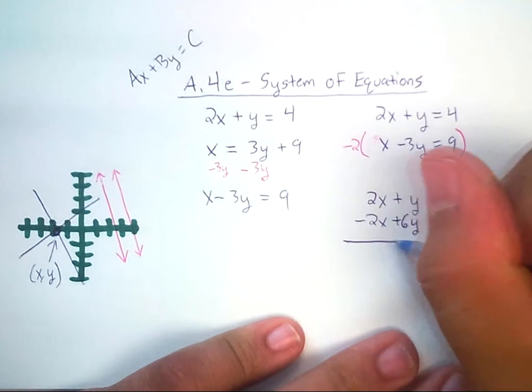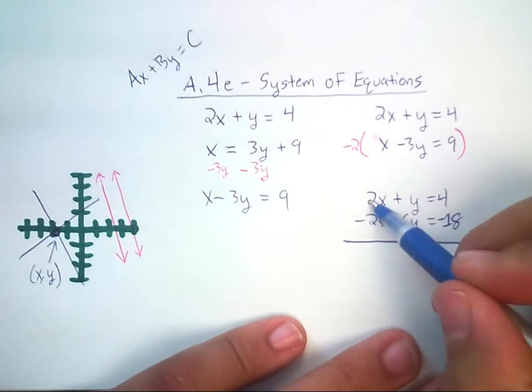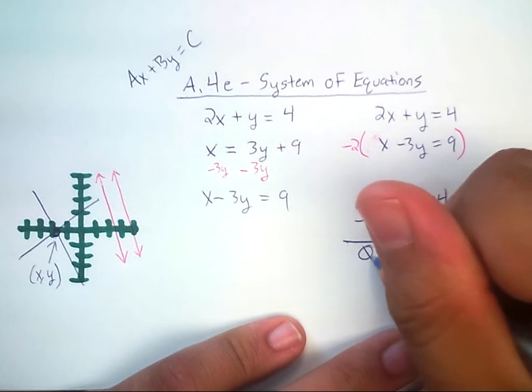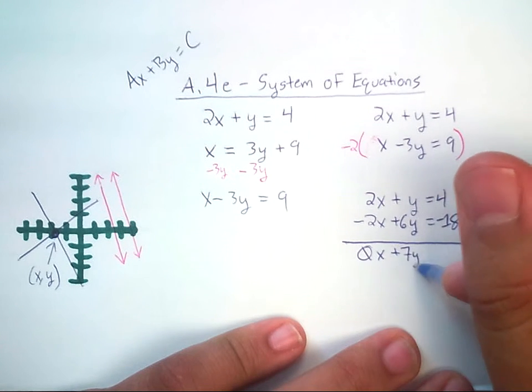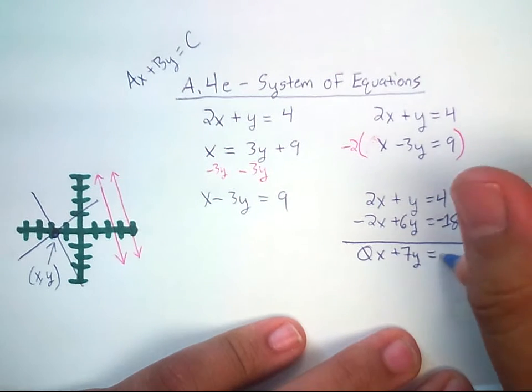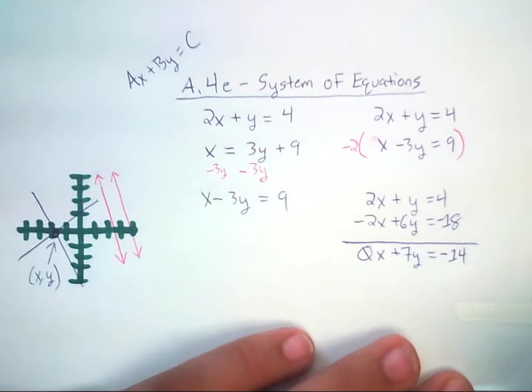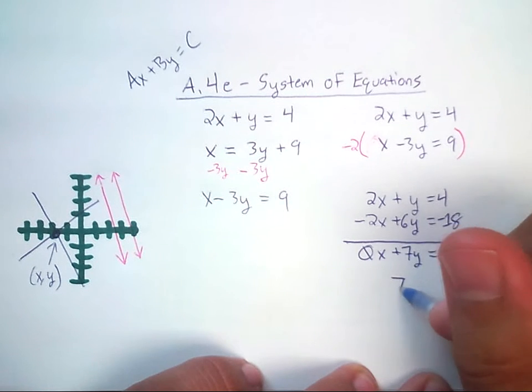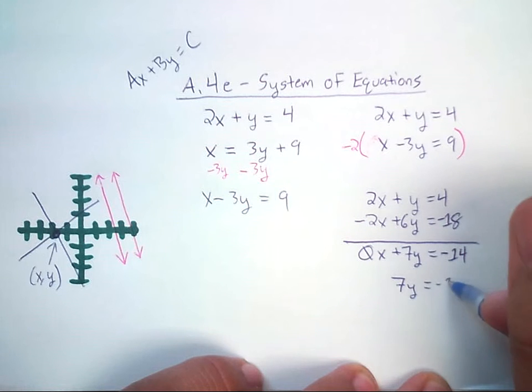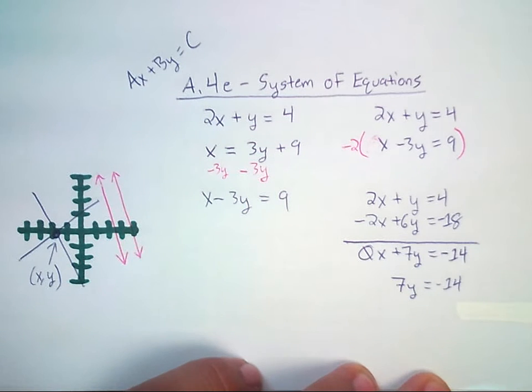And when I add these together, you'll see what happens. 2 plus negative 2 is 0x. And 1 plus 6 is 7y. And 4 plus negative 18 is negative 14. 0x, that cancels out. So we're just really left with 7y equals negative 14. So we're solving for y at this point.